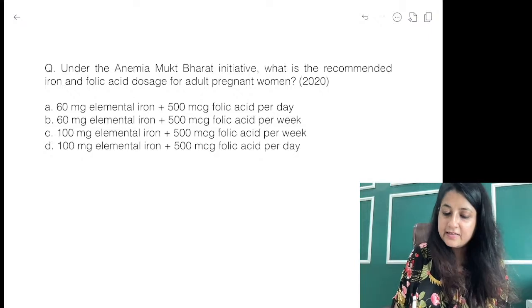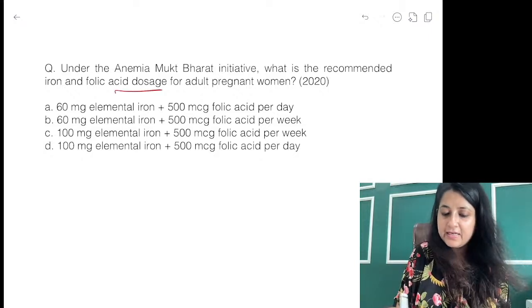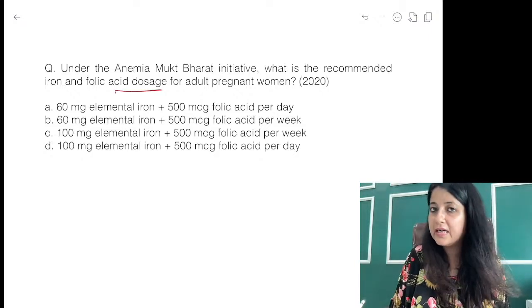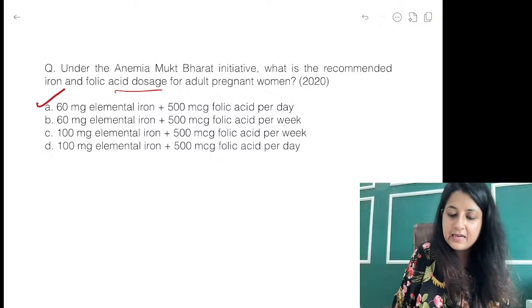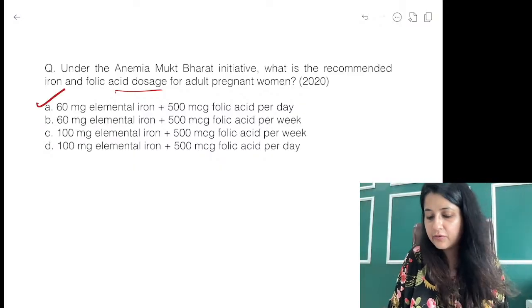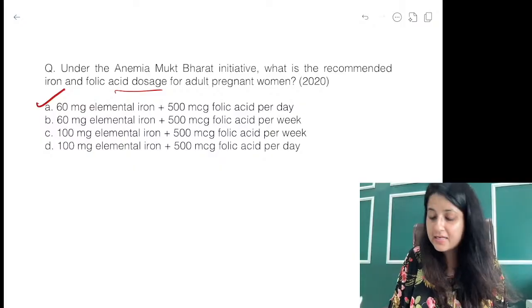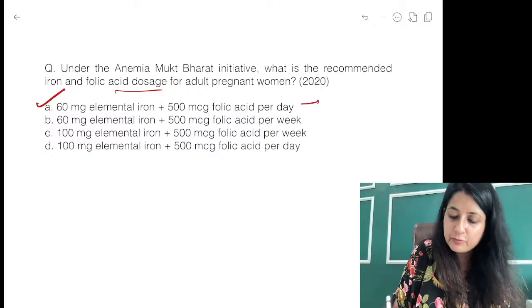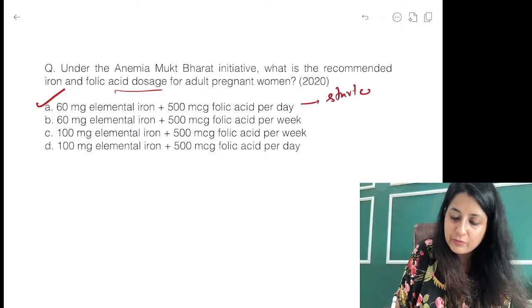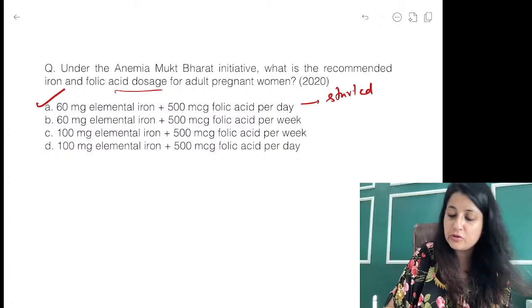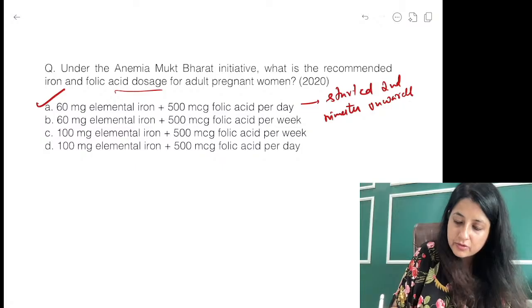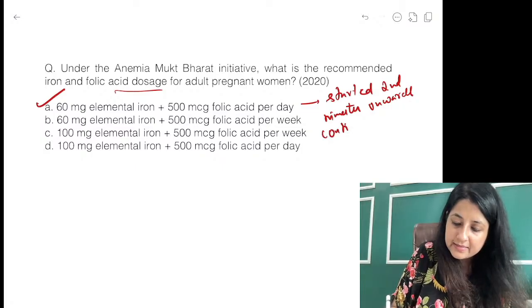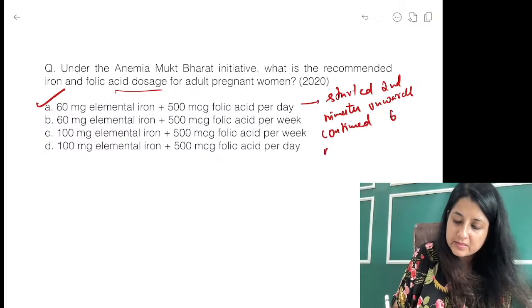Okay, under Anemia Mukt Bharat, what is the recommended iron folic acid dosage for an adult pregnant woman? All of you know 60 milligram elemental iron and 500 microgram folic acid per day. But under Anemia Mukt Bharat, a question came in FMGE, which can come for NEET PG also. Started from second trimester onwards, continued 6 months post delivery.